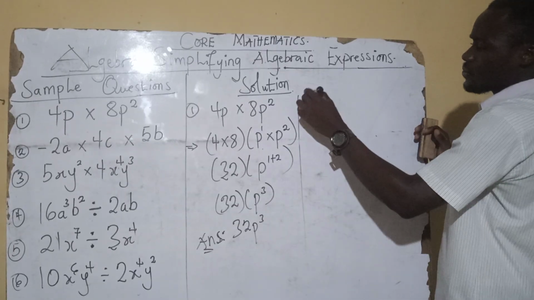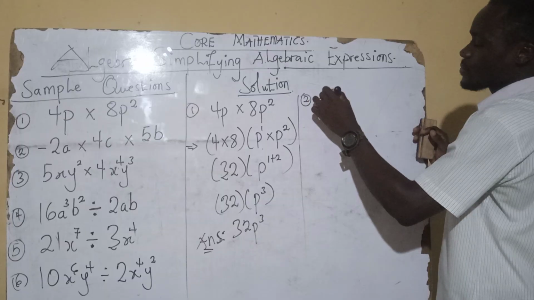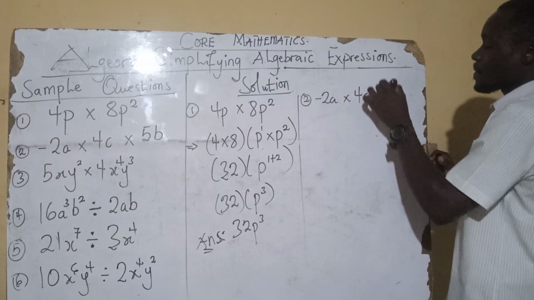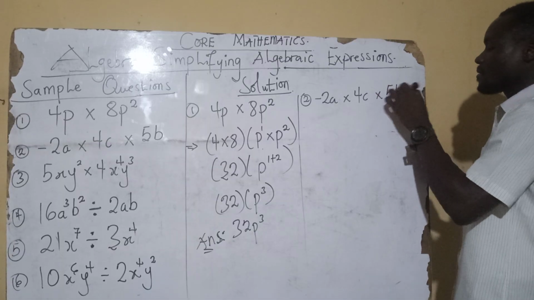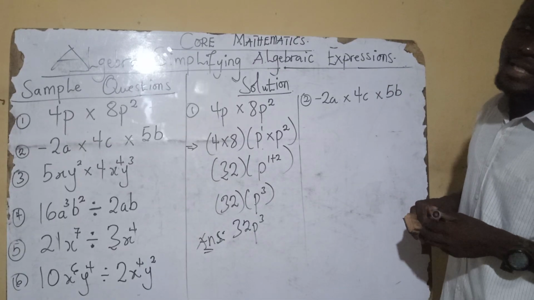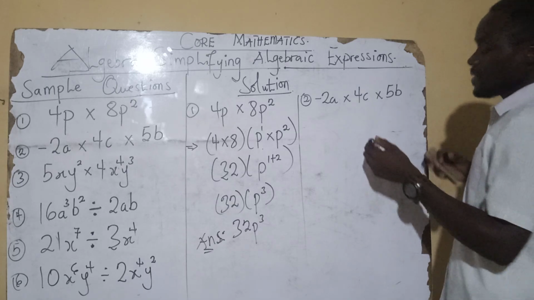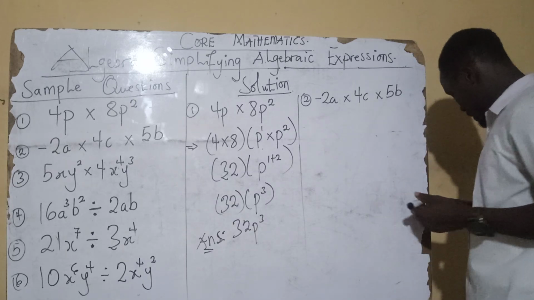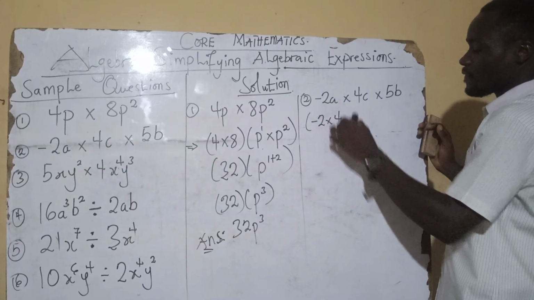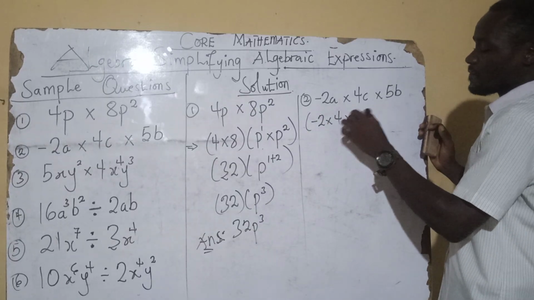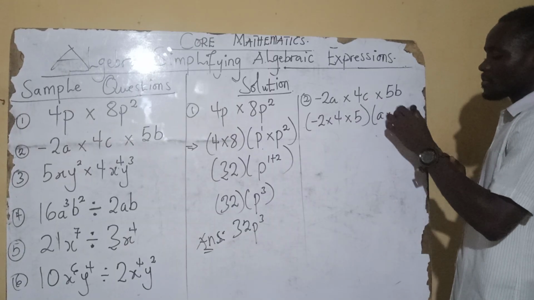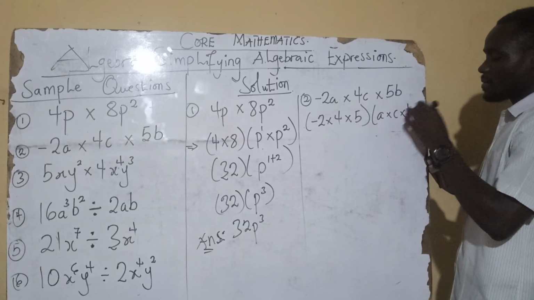Very good. So number 2, I have negative 2a multiplying 4c multiplying 5b. Are you with me? So I said we group the numbers aside and the variables aside and multiply. So here, let's continue with the process. I have negative 2 multiplying 4 multiplying 5. In the brackets, I open another bracket, the a will come, multiplying the c, multiplying the b.